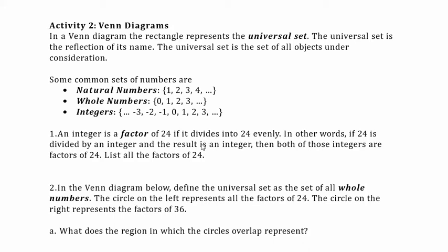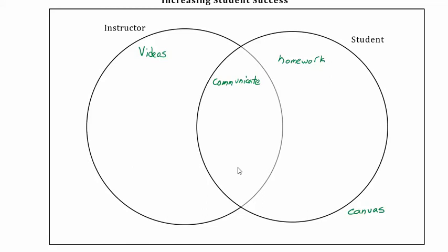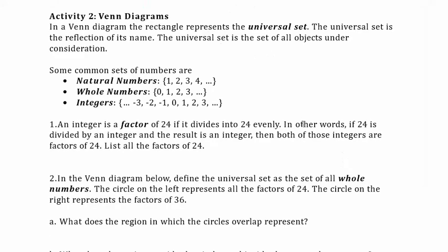So now we're going to use a Venn diagram to do a little more of a mathy thing. As I said earlier, the rectangle represents the universal set. So the universal set is the reflection of its name. It stands for the set of all objects under consideration. So back here, objects under consideration were like actions. And I know the word Canvas isn't really an action. I should probably say something like keep Canvas running, or something like that. Okay, that's the action. Keep it running smoothly.